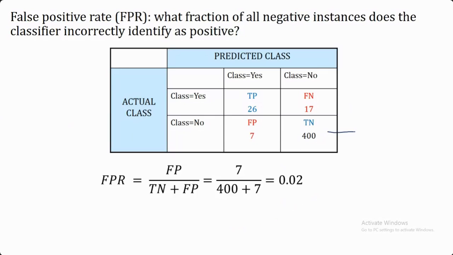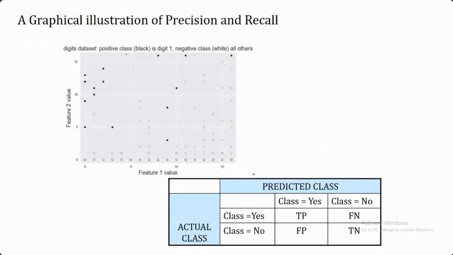So it's going to work on this. This was your total number of negative instances which are part of your actual data set. Out of this, these 7 you have wrongly classified as positive. So it's going to be 7 divided by 407. So this is the false positive rate. This false positive rate is also known as your specificity, and recall is known as your sensitivity.